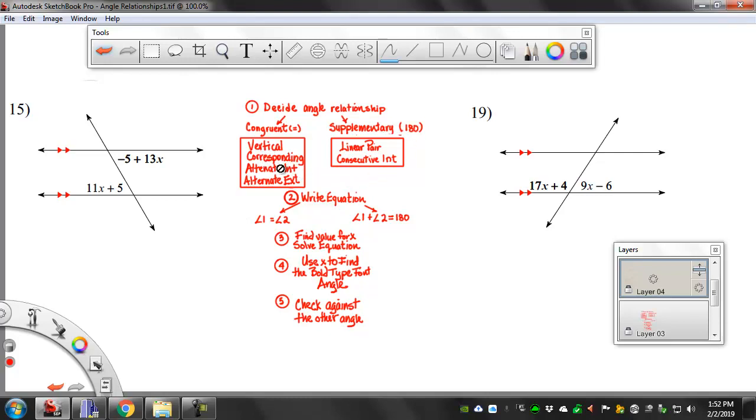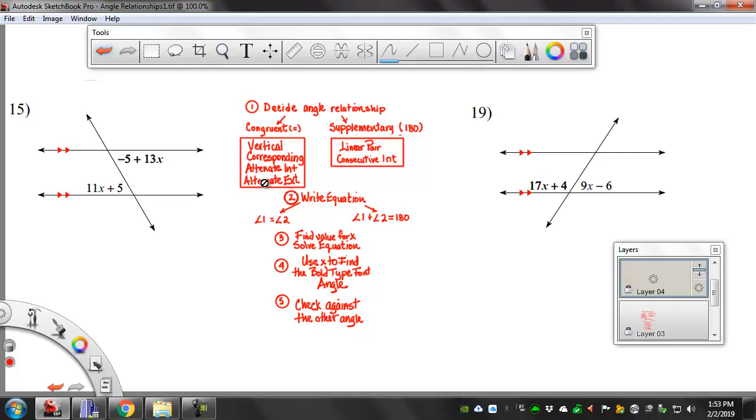So on the first one that we're doing, problem 15, you can look at them and you can see that they're alternate interior angles. So this is the type of angle that we're dealing with. So remember, the first thing you got to do is determine which angle relationship. And if it's not one of these, it has to be one of supplementary. Okay, we'll talk about those two.